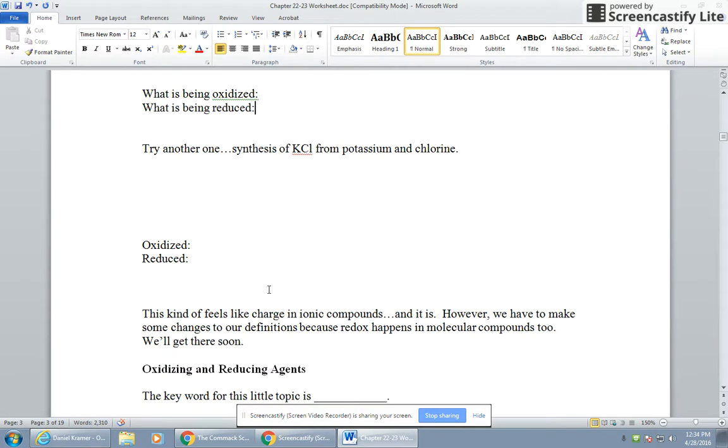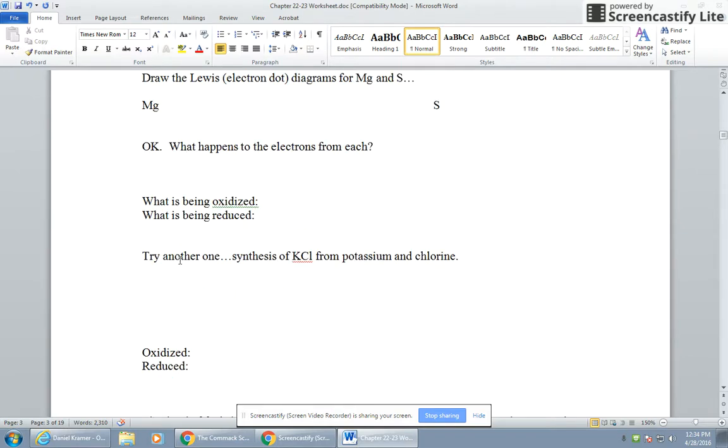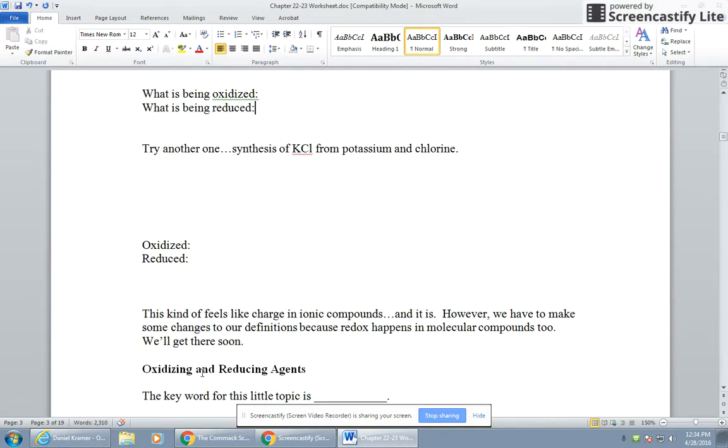Once you've done that, I want you to do the whole thing from scratch. I'm not going to help you along this one quite the same way. I want you to do the synthesis of potassium chloride from potassium and chlorine. All you need to worry about is the elements, K and Cl. I want you to write down the dot structures, what happens to the electrons, which one gets oxidized, which one gets reduced.